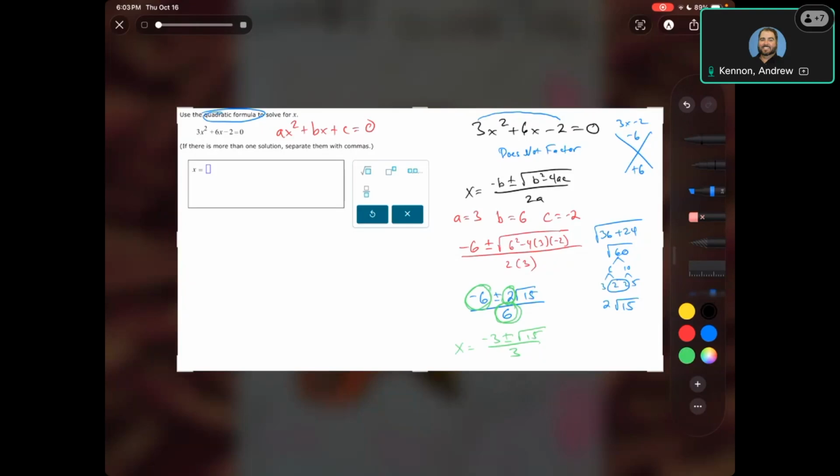And just to let you know, this is two different answers. So like negative 3 plus the square root of 15, or two different answers. I don't know if I said three. Negative 3 plus the square root of 15 over 3, and negative 3 minus the square root of 15 over 3.